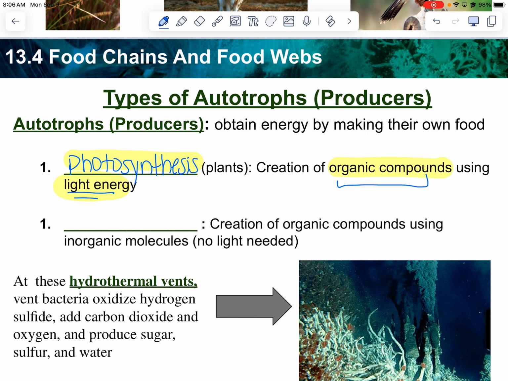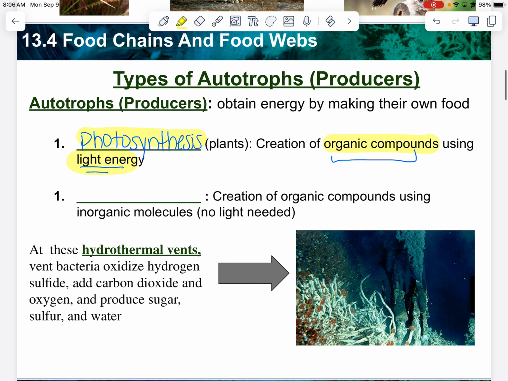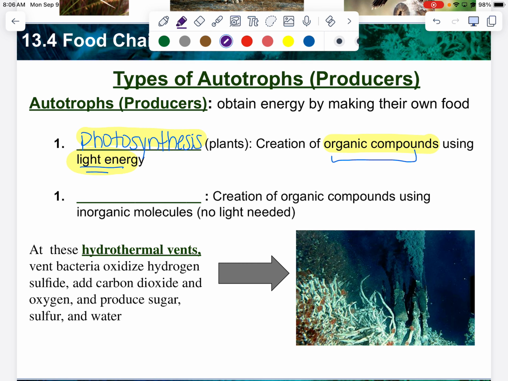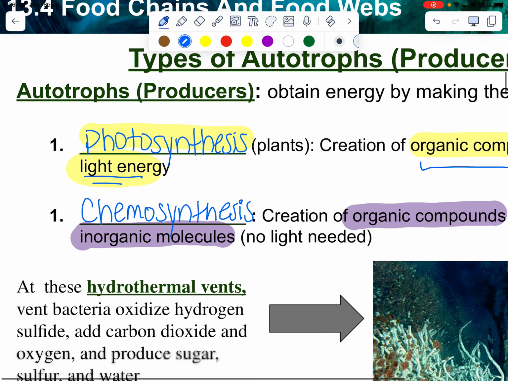But there are others I've showed you already that make organic compounds. So let's use another highlighter. Using inorganic molecules that require no light. So these are found in places that don't have a lot of light at all, like the deep sea. Okay, we call this, I think it's chemosynthesis with no I. Okay, so you'll need to know the difference between these two.